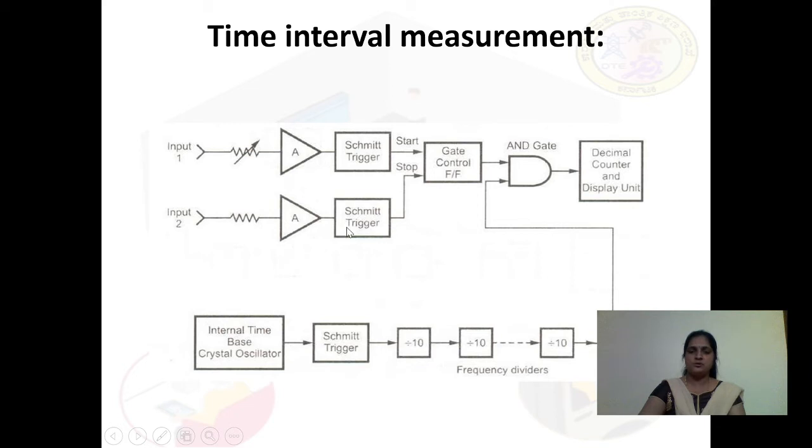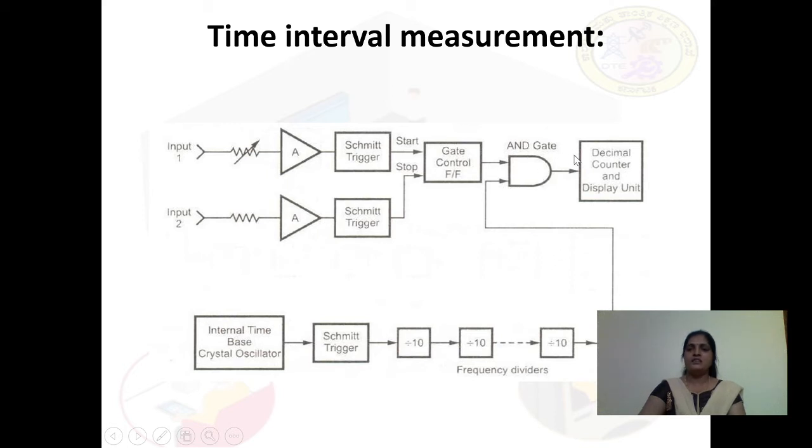Once again the schematic trigger, here the pulse is ready, and this input 2 pulse will act as a stop pulse to stop the operation. It will reset the flip-flop. The reset bit of this flip-flop means the output of this gate control flip-flop will disable the gate, then it will stop passing the number of pulses from the other input.